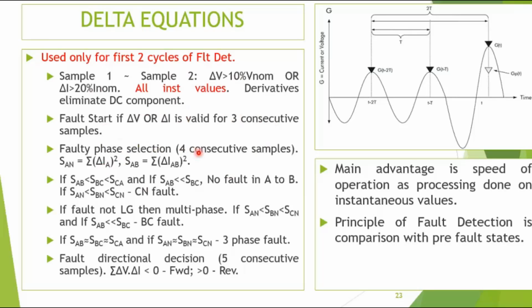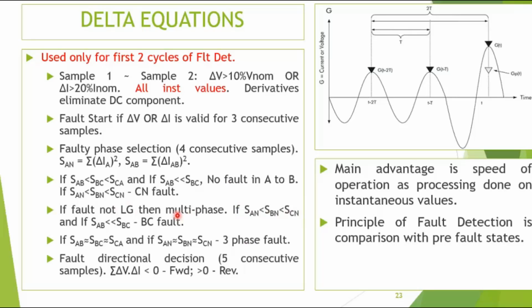Faulty phase selection, I will not explain the internals of this. This is the Areva relay example I have taken, but what I only mean over here is that you can have phase selection, you can have directional decision based on 5 consecutive samples. Directional decisions are based on power, whether delta V into delta I is negative or positive, it gives forward or reverse. And the LG fault or an LL fault, that also depends on power.